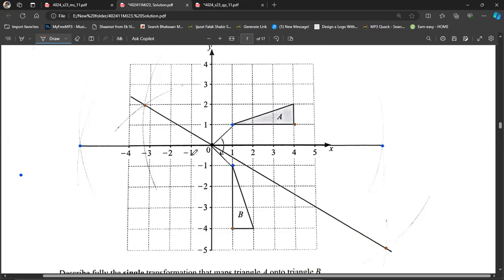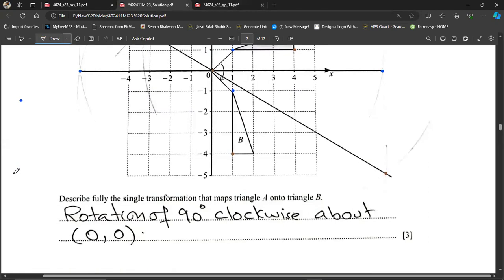Where these 2 lines intersect each other, that is this point. So this is the center of the rotation. So origin is the center of rotation, means 0, 0 is the center of rotation. Then join the same points with the center of rotation from the image and from the object. So I joined here, I joined here. Then I check how much is this angle. That is 90 degree clockwise. So that means the triangle A has rotated 90 degree clockwise about 0, 0. So let me show you, I have written there: the rotation of 90-degree clockwise about the 0, 0.